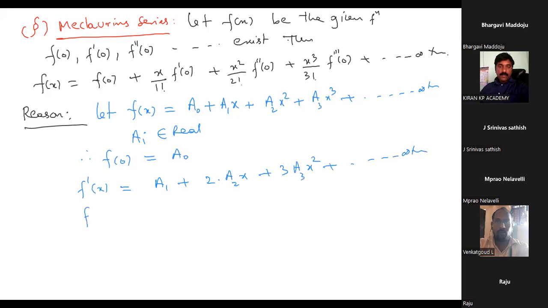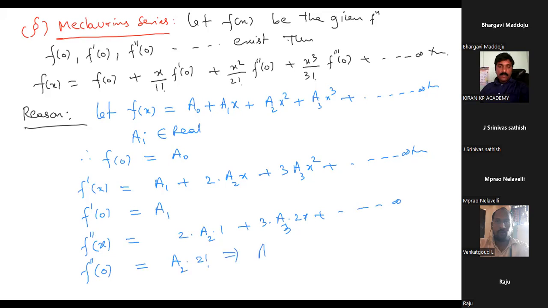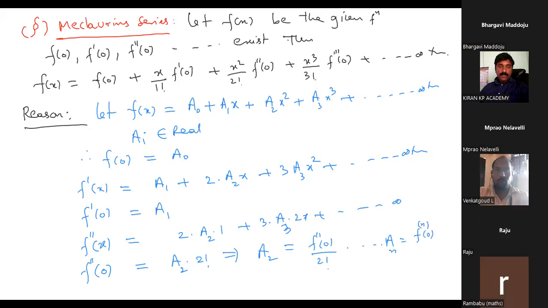So again, I'll put 0, and f dash 0 is a1. Now I will take another derivative. So 2 into a2 into 1, 3 into a3 into 2x, plus so on, infinite terms. Again, I will write f double dash 0, which is a2 into 1 into 2, that is 2 factorial. So a2 will be f double dash 0 by 2 factorial, and so on. You can write an is the nth derivative of f at 0 by n factorial.